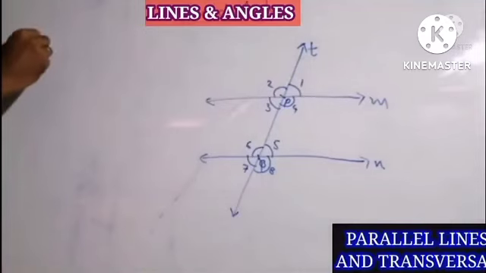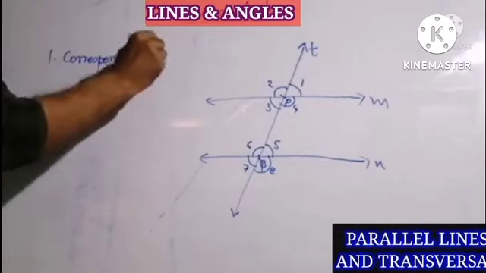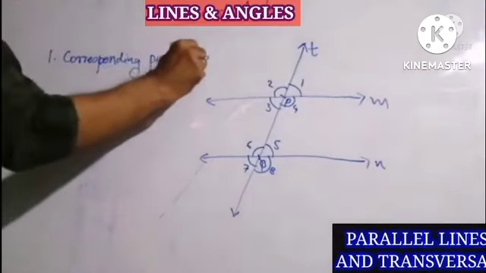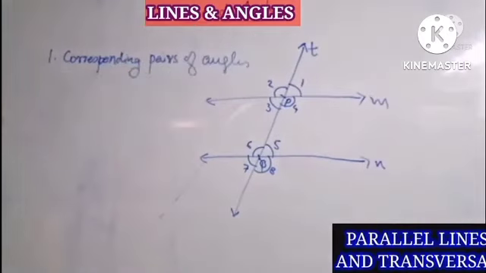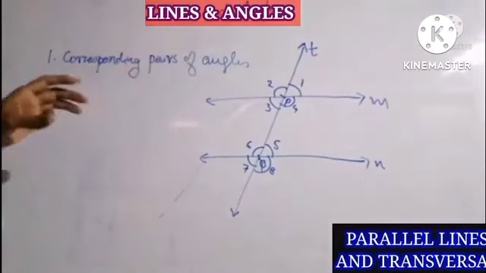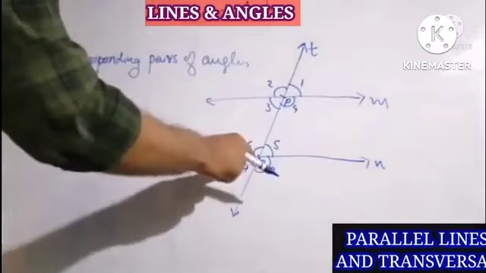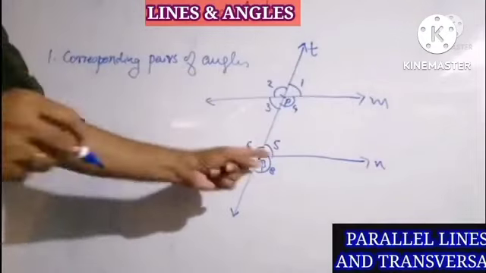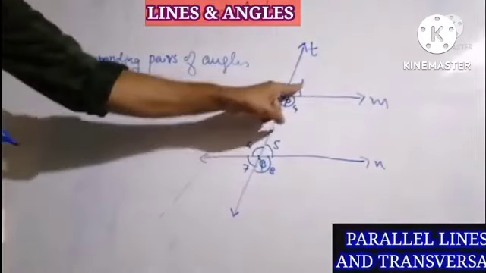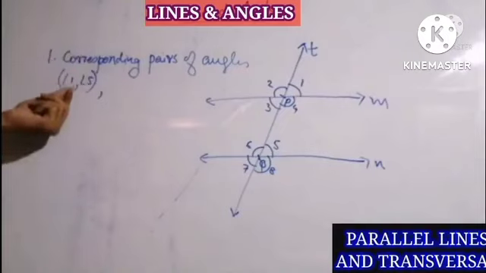So, there are 3 types of groups. Number 1, corresponding pairs of angles. This is the first pair. Corresponding pairs means angles having the same position from two different groups. This is the first group, this is the second group. Here this is the first position, and here it will also be the first position. So angle 1 and angle 5 form a pair of corresponding angles.